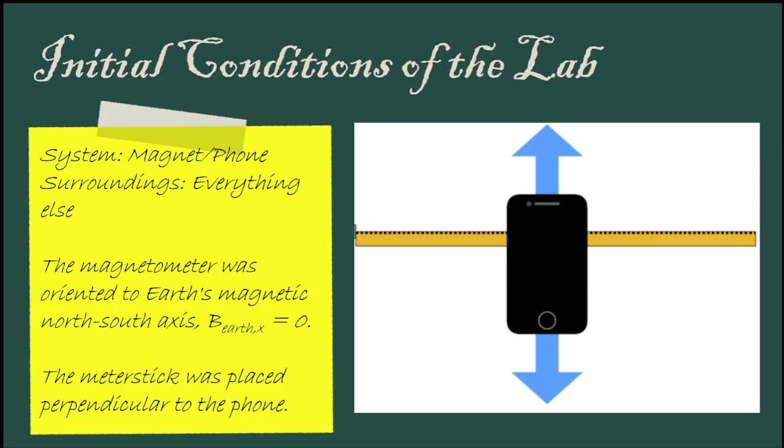Initial conditions of the lab. The system is the magnet and phone, and the surroundings are everything else. The magnetometer was oriented to Earth's magnetic north-south axis, where B of the Earth in the x direction is equal to 0. The meter stick was placed perpendicular to the phone.